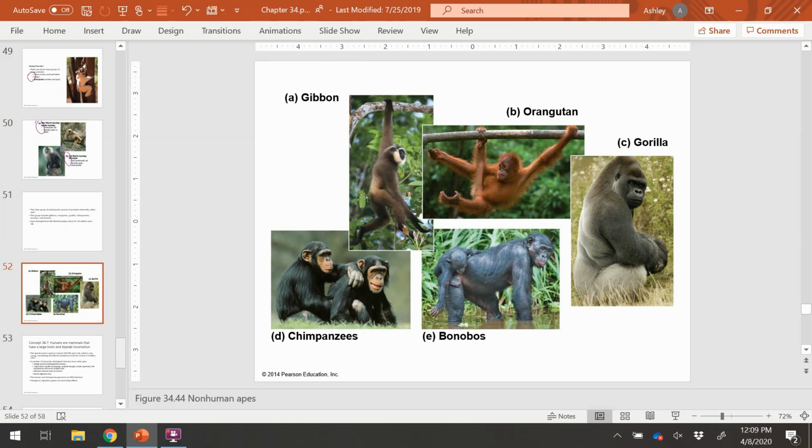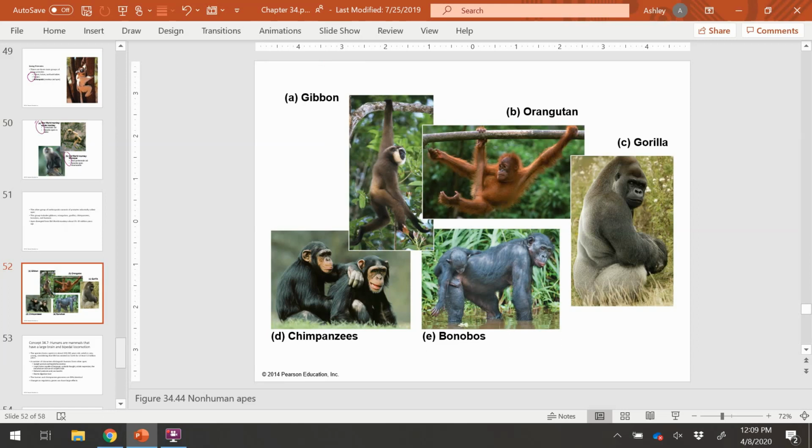And so looking at the examples here, gibbons are known for being very small. Again, all apes do not have a tail, so it's a tailless species that lives in trees, very well adapted to living in trees. And they're found in Southeast Asia. And so they are a very unique group.